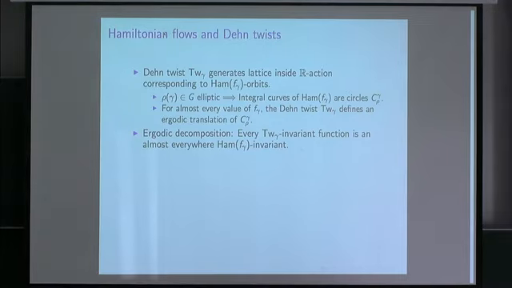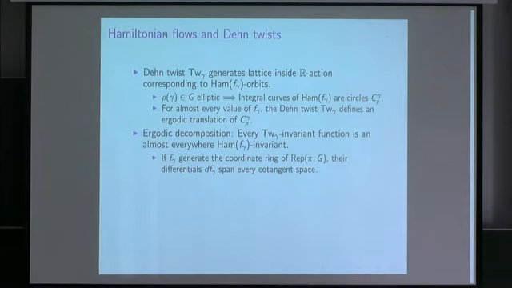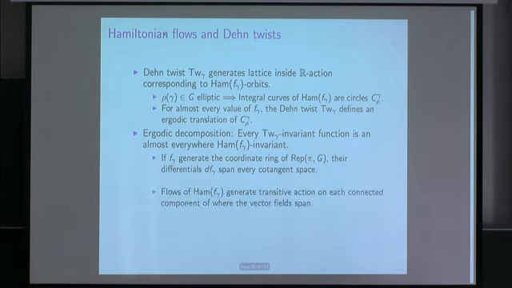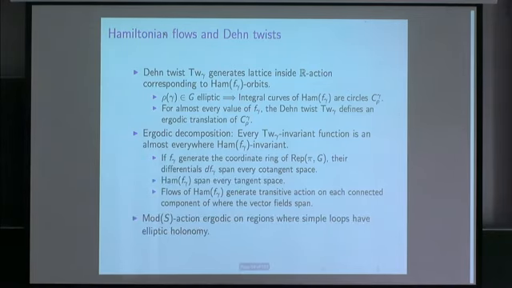Show that every invariant function under the Dehn twist is invariant under the Hamiltonian flow. Now you use the fact from commutative algebra that the simple closed curves give enough functions to generate the coordinate ring of the representation variety, and that immediately leads to the fact that the differentials span every cotangent space at every point. By duality, that means that the vector fields span the tangent space at every point as well.